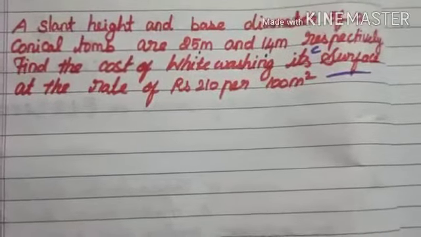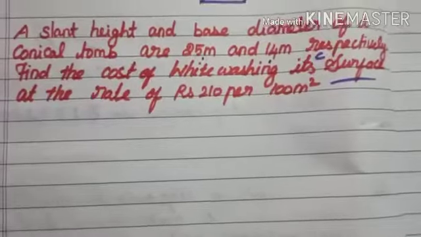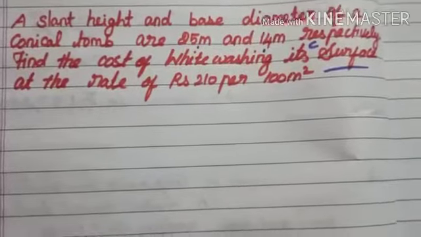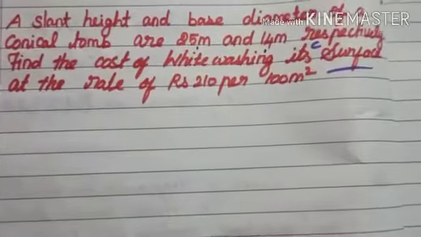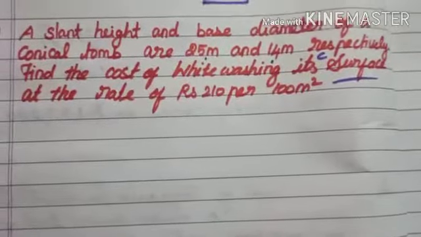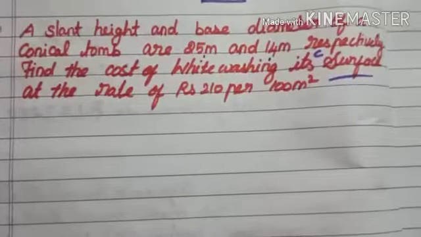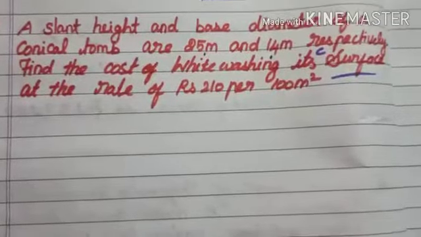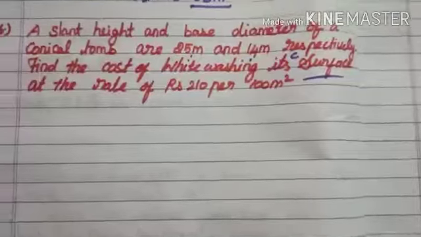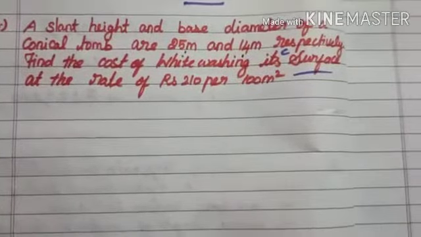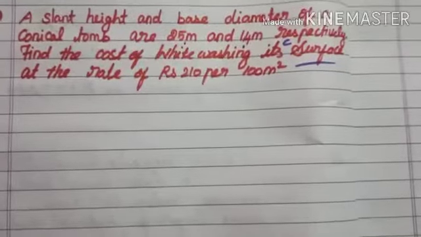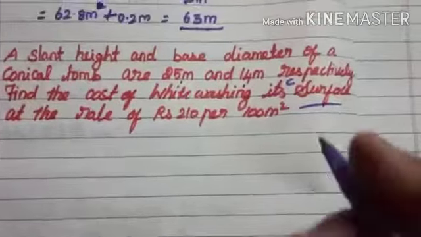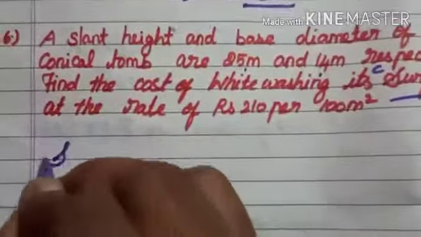The cost of whitewashing 100 meter square is equal to rupees 210. So the total cost of whitewashing the conical tomb is equal to CSA divided by 100 into 210. This is also one shortcut method. You can try it, no problem. Otherwise, you have to do it separately.